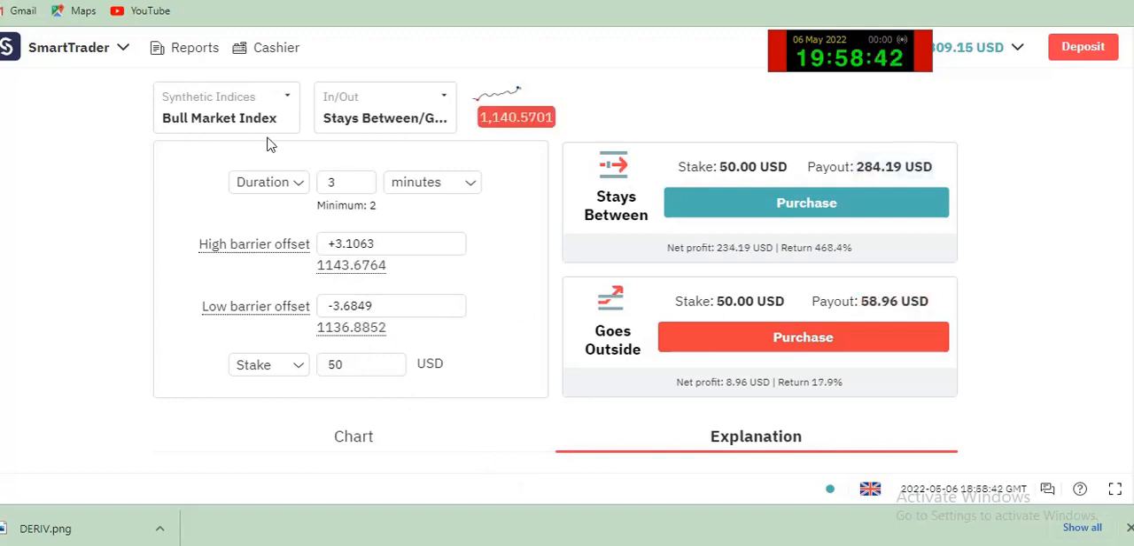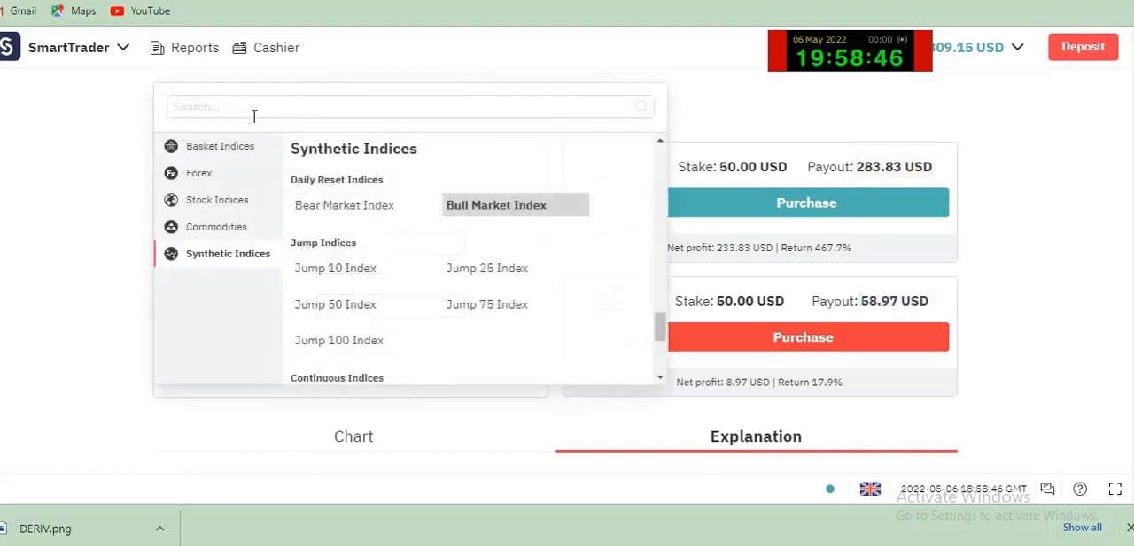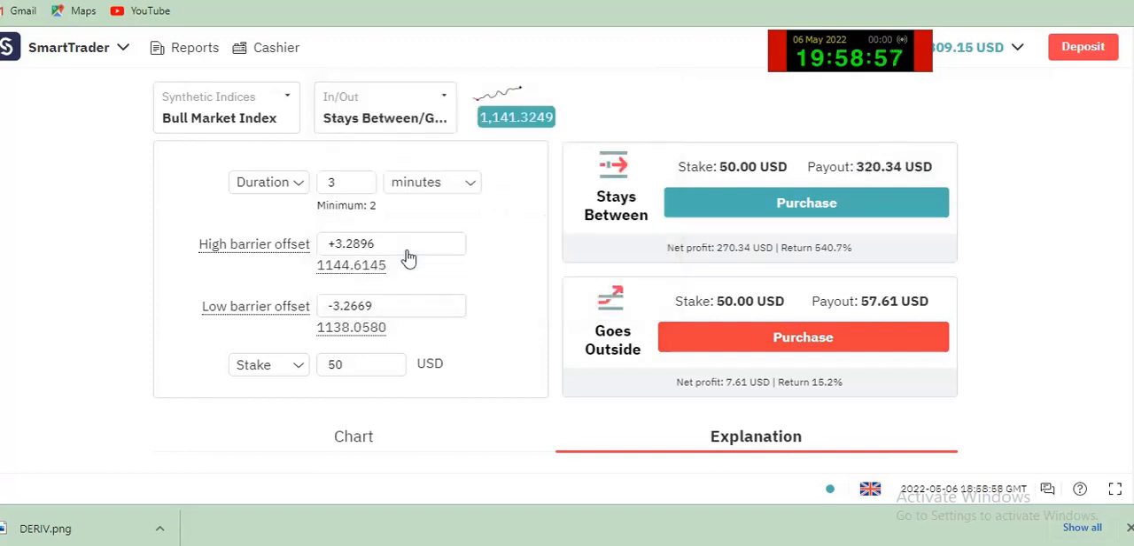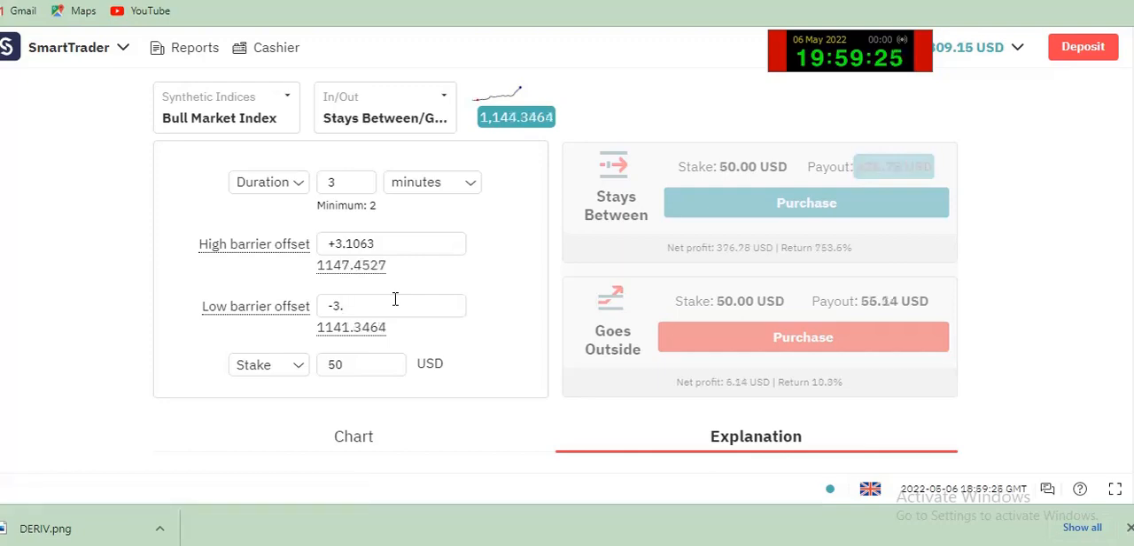So when you get to this zone here, all you need to do is click on this place here, you click on synthetic indices and you click on this bull market index. Then you come here as well, you select the stays between... goes outside. Duration is 3 minutes and our higher barrier offset is 3.1063. Then our low barrier offset is 3.6849. So this one here is plus 3.1063, then the low barrier offset is minus 3.6849.